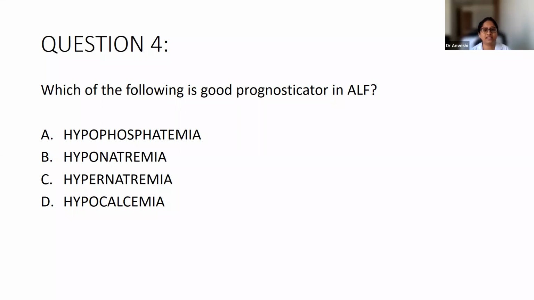What happens here is that regenerating hepatocytes usually consume phosphorus in the regeneration of the hepatocyte. That is the reason the patient will land up in hypophosphatemia. So the answer is hypophosphatemia. It is one of the mechanisms. Hypophosphatemia is a good prognostic factor in acute liver failure, and vice versa, hyperphosphatemia tells the prognosis is going bad. Whereas others, hyponatremia, hypernatremia, and hypocalcemia should also be corrected, but they have no significance in prognostication. Answer is hypophosphatemia.